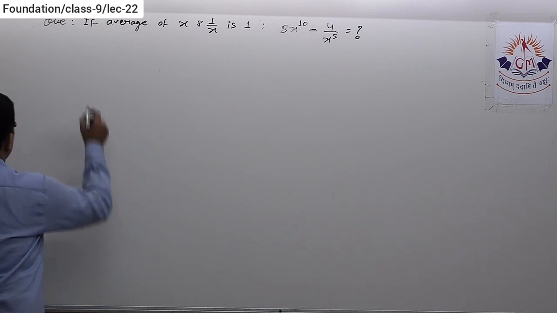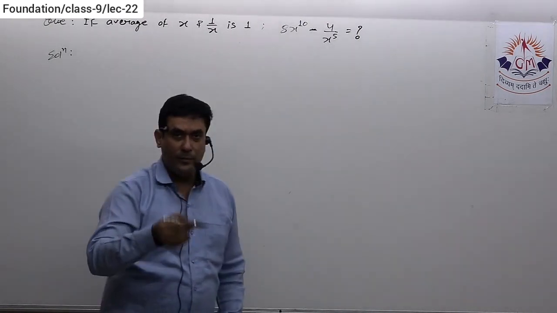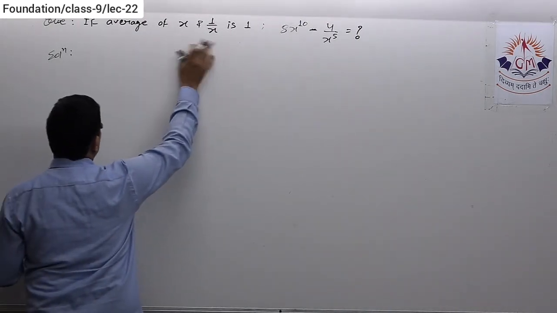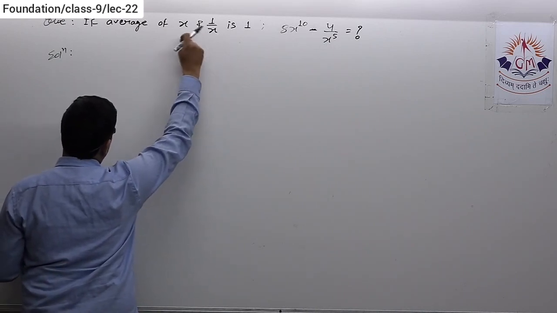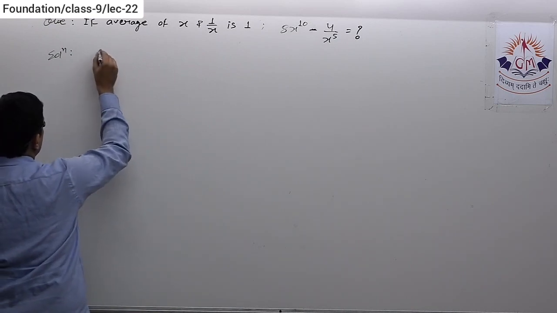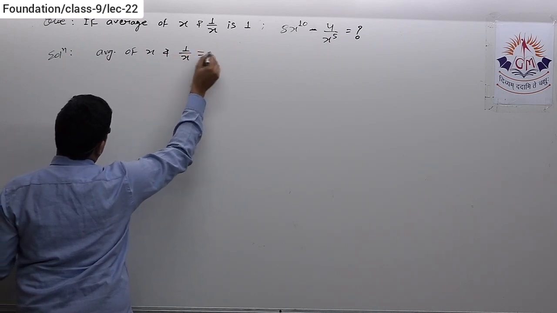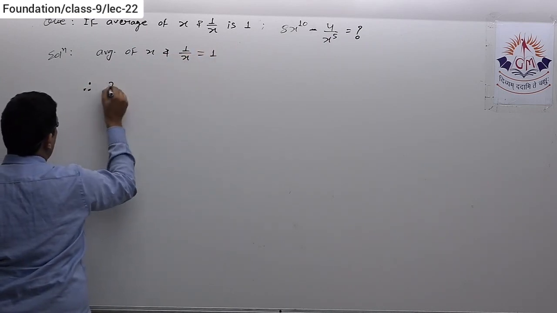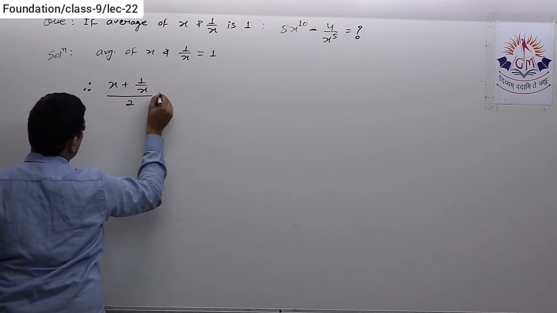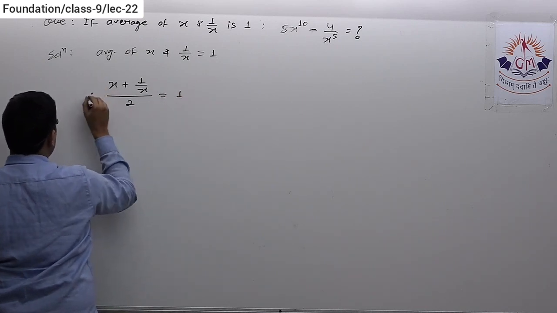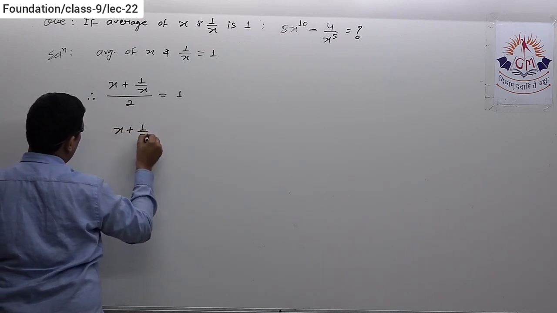Okay, let us see. First of all, you must understand what is the meaning of average. Average means sum of observations divided by number of observations. Here, there are only two quantities, so the sum of these two divided by 2 is equal to 1. Therefore, (x + 1/x)/2 is equal to 1, so x plus 1 upon x is equal to 2.